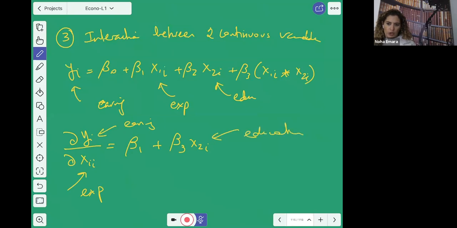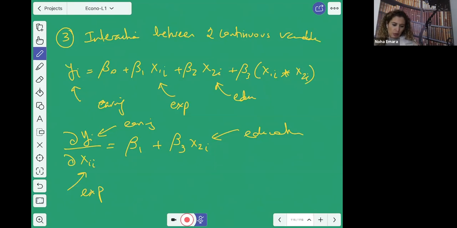So the effect of experience on earning depends on education. Your education is a factor in this slope, right? So the effect of experience on earning would depend on the level of education. This is the case of two continuous variables. I'm saying it's the easiest because in order to find the effect, I don't have to find it when D1 is 1, when D1 is 0 and take the difference, because both are continuous. I just take the first derivative of the equation and it easily gives us the answer.